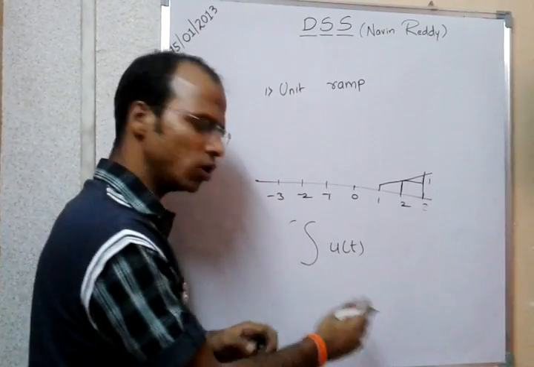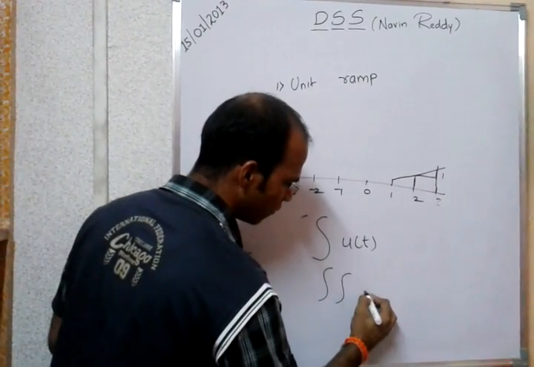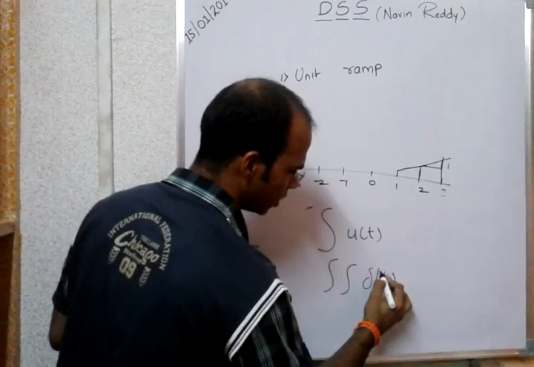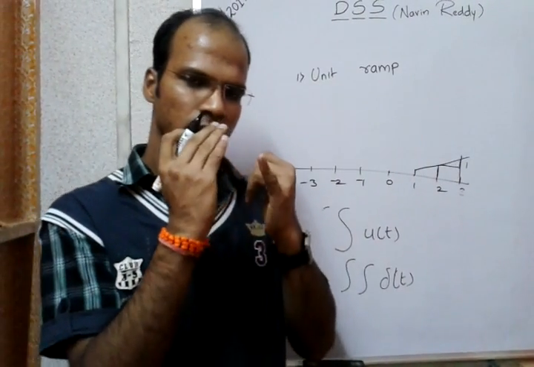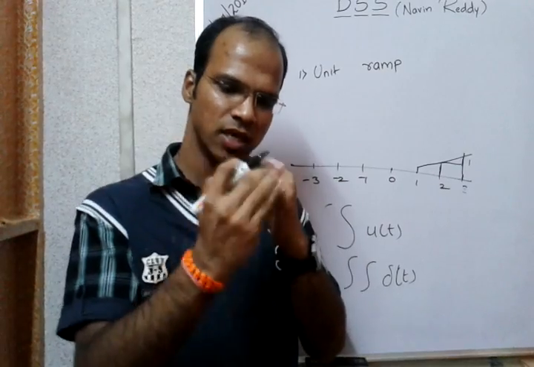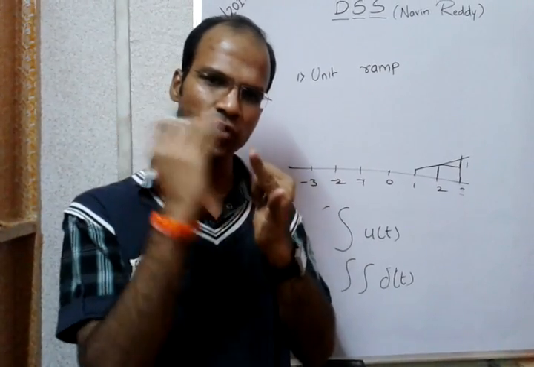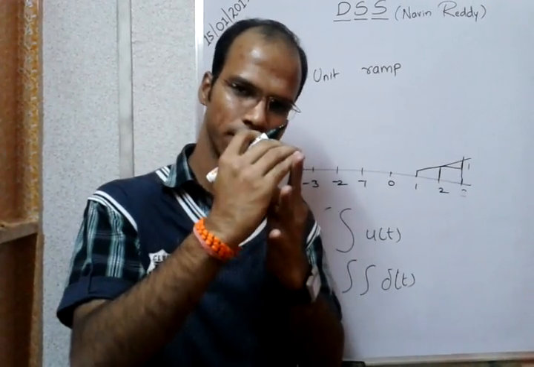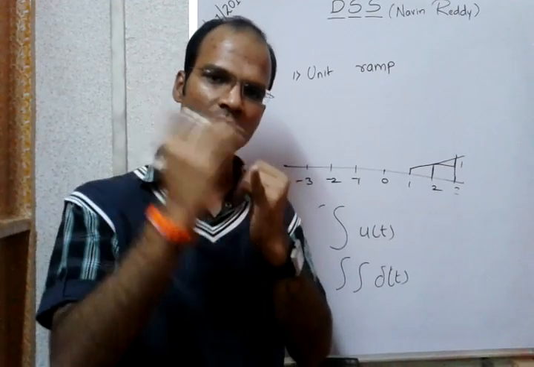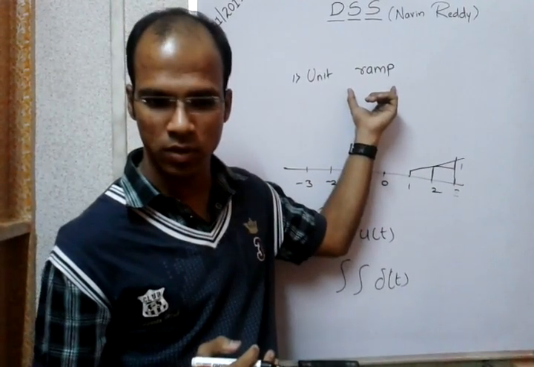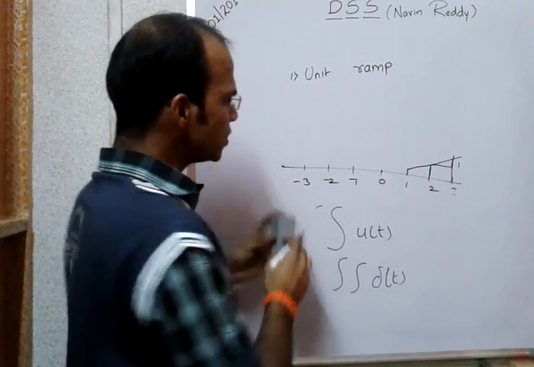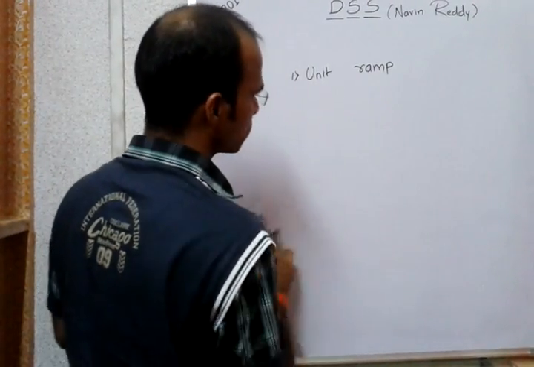What is the integration of unit step? It is the integration of delta t. So in other terms we can say integration of unit impulse is unit step, integration of unit step is unit ramp. So indirectly, double integration of unit impulse gives you unit ramp. Okay. Next is unit pulse.